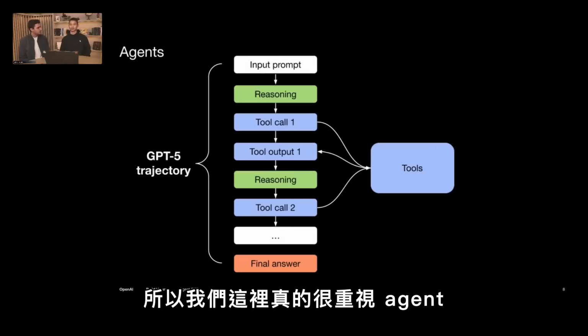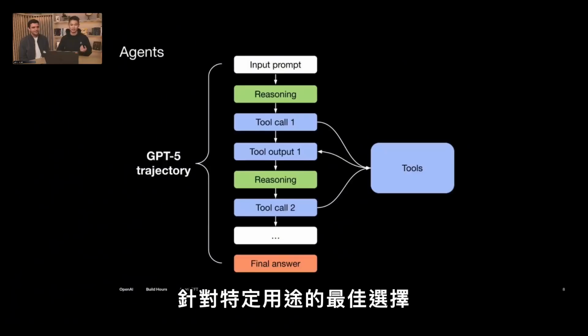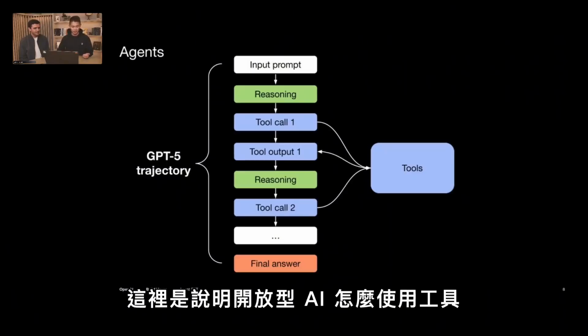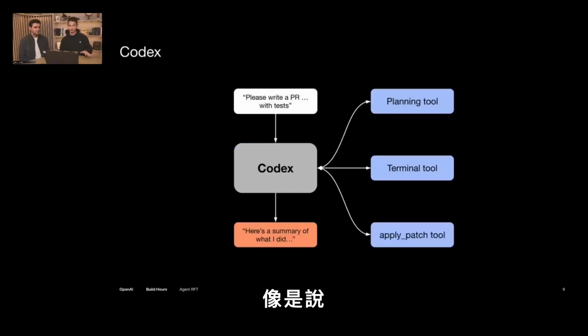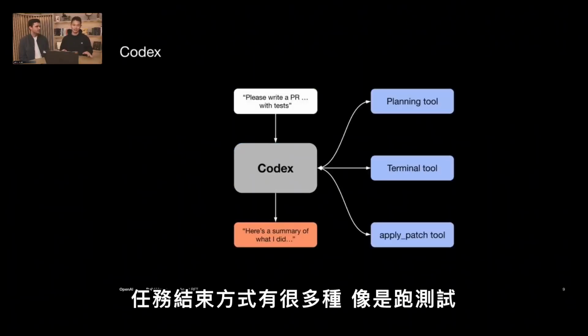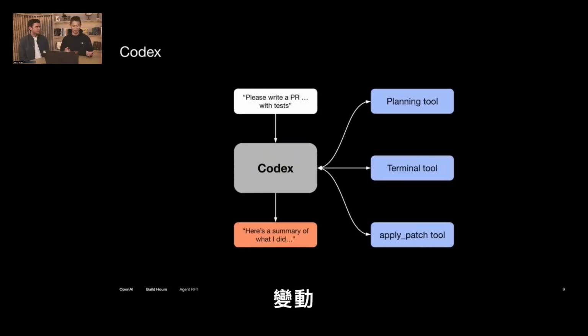Yeah, totally. We do care a lot about agents here, obviously, and we're building some of the best agents for specific use cases. Here's how OpenAI agents use tools. For example, Codex has access to a wide range of tools to complete coding tasks end to end, like running tests, reading your code files, or making code changes. In the case of Codex, it might have access to, say, a code planning tool or a terminal tool, or even a tool to apply Git patches.